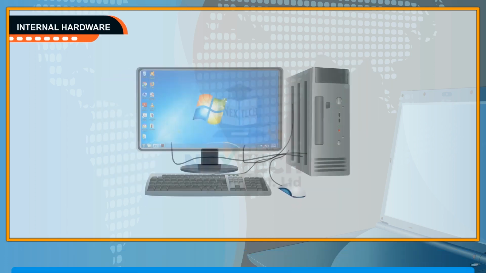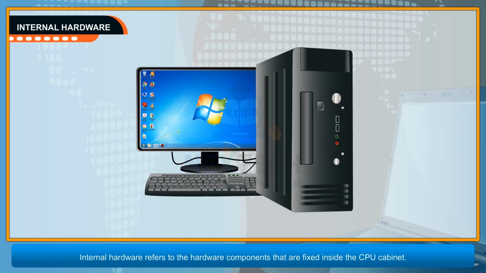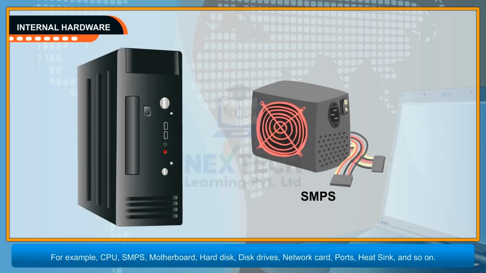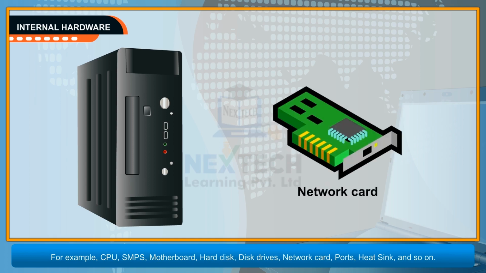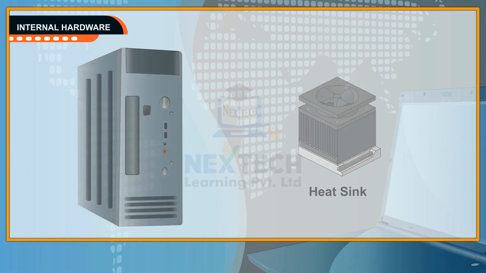Internal hardware. Internal hardware refers to the hardware components that are fixed inside the CPU cabinet. For example, CPU, SMPS, motherboard, hard disk, disk drives, network card, ports, heatsink, and so on.